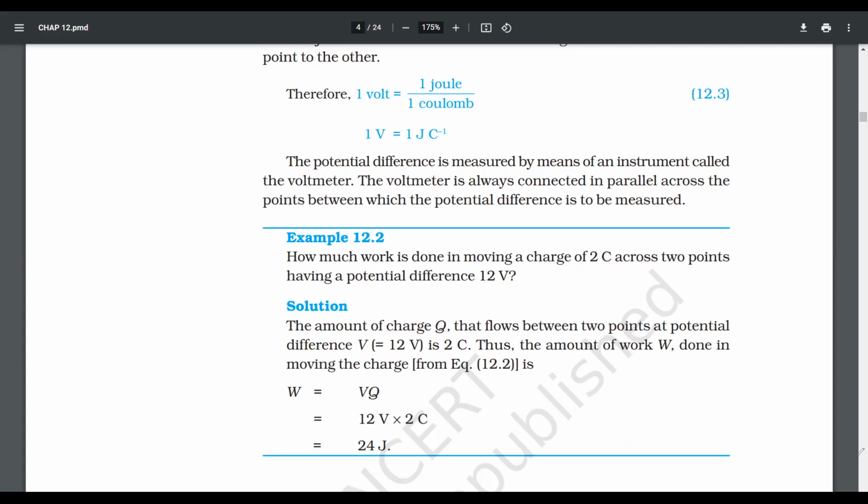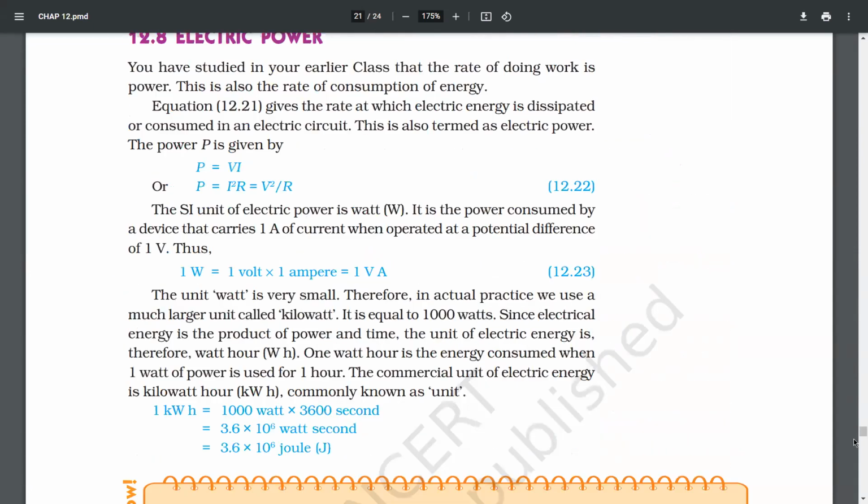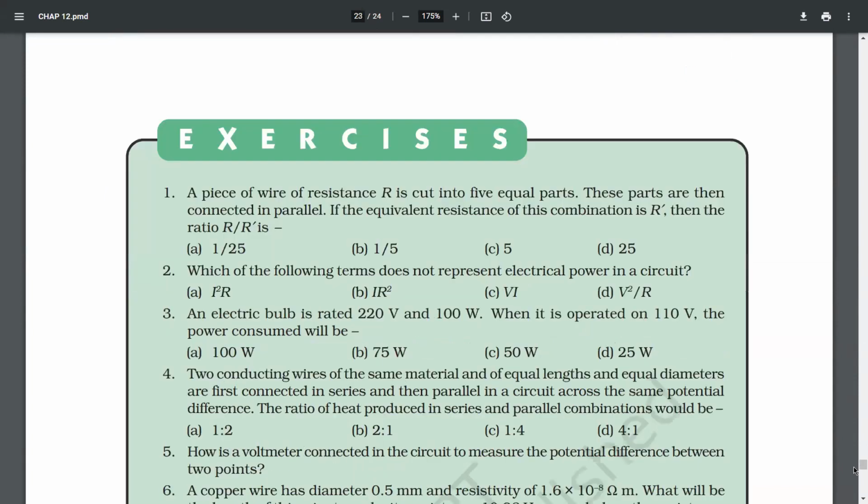Okay, so we'll take an exercise question for that. Essentially, you just have to try out different combinations and use your knowledge. If you use parallel, then the resistance will be less. If you use series, resistance will be more, and you just have to find out the combination which works.